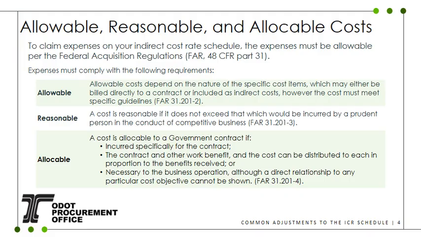To claim expenses on your indirect cost rate schedule, the expenses must be allowable per the Federal Acquisition Regulations, 48 CFR Part 31. To be allowable, they must be reasonable, allocable, and conform to the terms of the contract. It is your responsibility to account for costs appropriately.